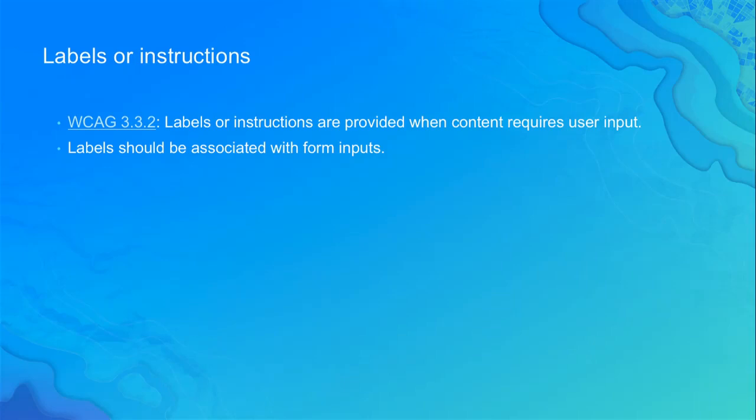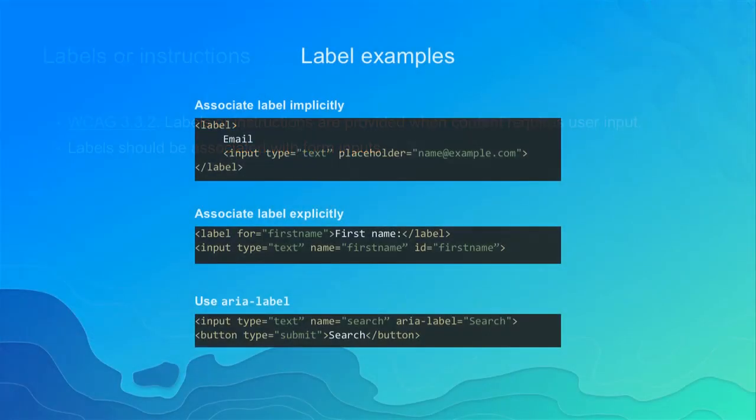So we need labels and instructions. If you just have a text box on the page, no label or instruction, people aren't sure what to put in there. So all form inputs by WCAG criteria require that you have a label. There's a couple of different ways of associating a label with the text inputs. We have the first example where we have this label, and inside of the label is the input, so the label is associated with its corresponding input field.